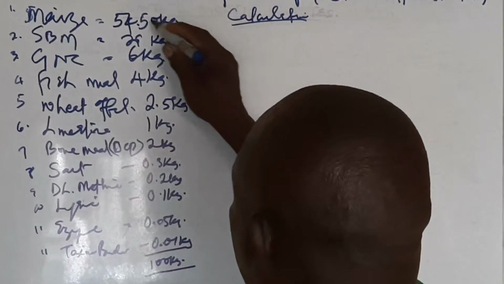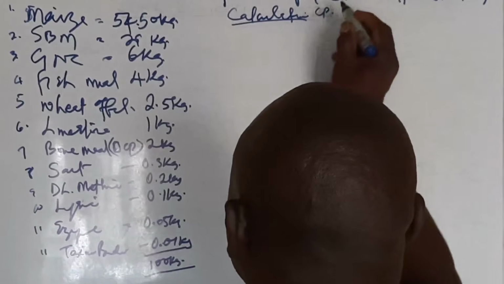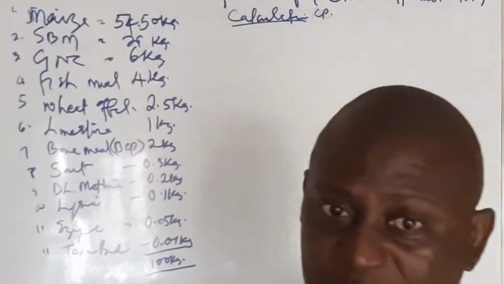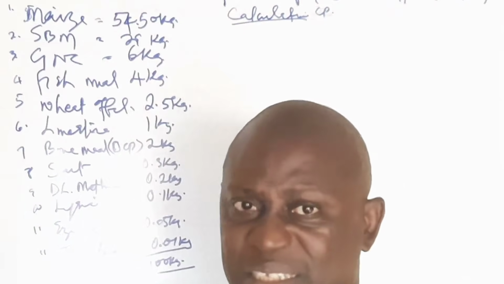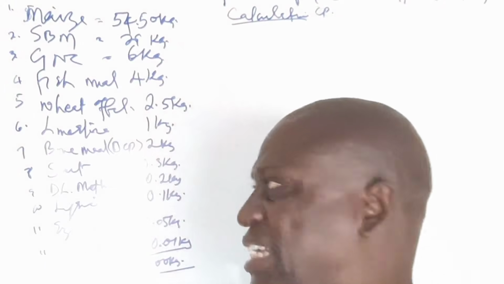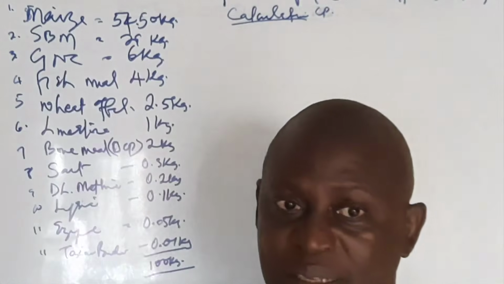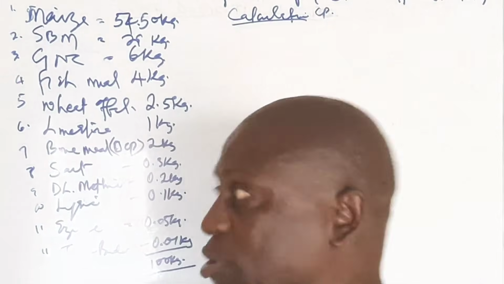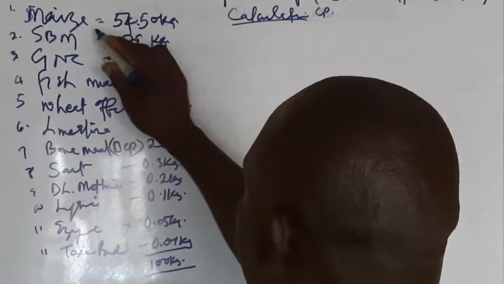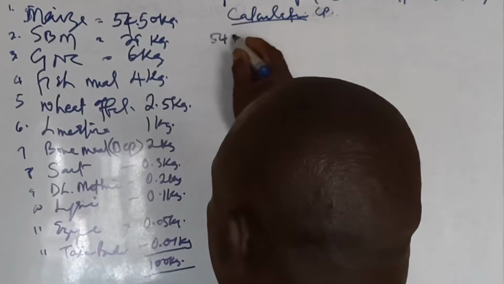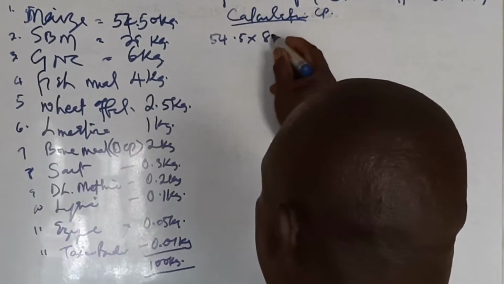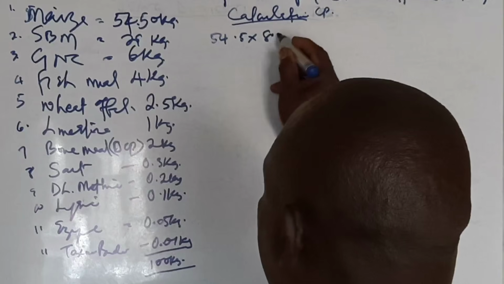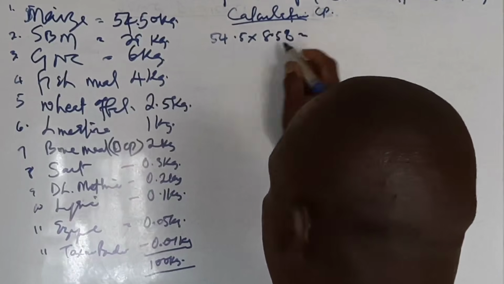Calculation for crude protein. That's the first one we're going to calculate, the crude protein first. Now, the crude protein, how do you calculate it? You know the crude protein content of maize is 8.5. You're going to multiply maize. The quantity of maize is 54.5 times 8.5%. That's what it means.